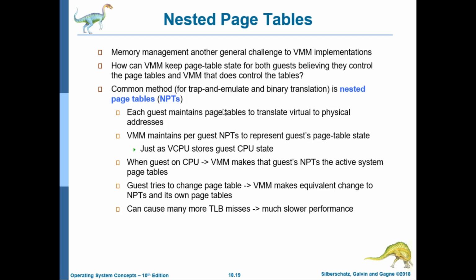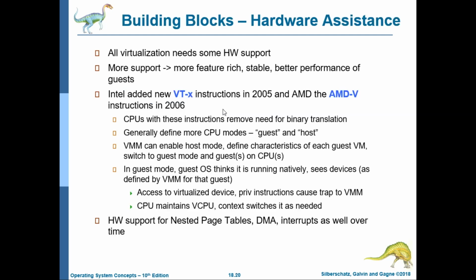And then when the guest is on the CPU, the VMM makes the guest's NPTs the active system page tables. And when the guest tries to change the page table, the VMM makes the equivalent change to the NPTs and its own page tables. The only problem with nested page tables is that they can cause many more TLB misses, or translation lookaside buffer misses, so it will entail much slower performance.